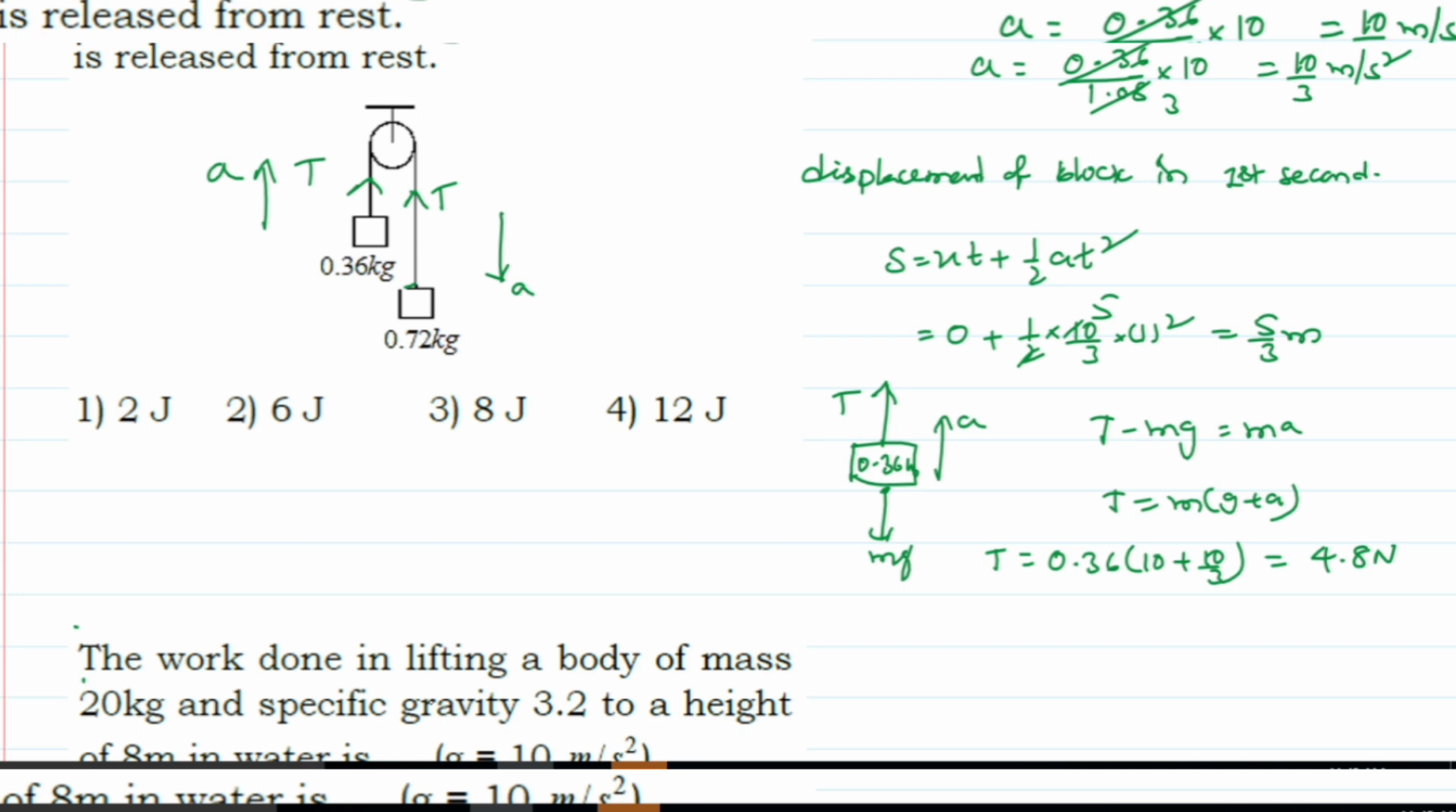Now you can calculate the work done. Work done is T into S into cos 0. Both the tensional force and the displacement are along the same direction, so you take cos 0. The tensional force we already calculated as 4.8, into the displacement covered in the first second, which is 5 by 3 meters. 5 by 3 divided by 3 is 1.6, into 5, so you get nearly 8 joules. So this will be the correct answer.